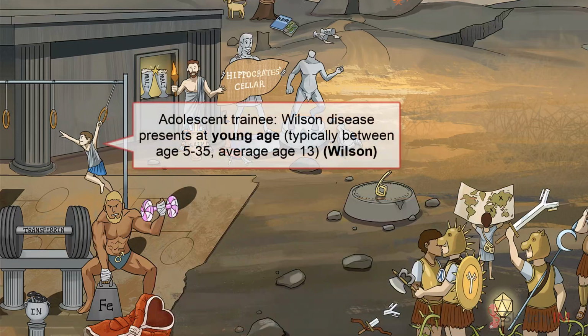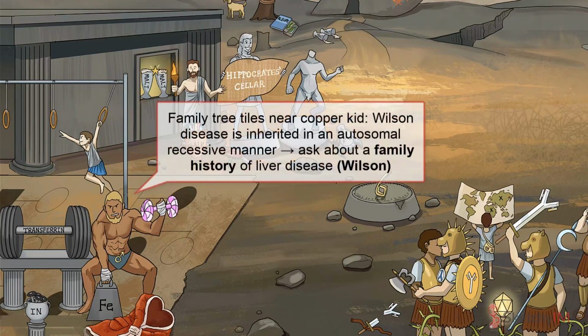Wilson's disease typically presents at a younger age than most other conditions on our differential. The average age at diagnosis is 13 years, with the majority of patients presenting between the ages of 5 and 35. Like hereditary hemochromatosis, Wilson's disease is inherited in an autosomal recessive manner.